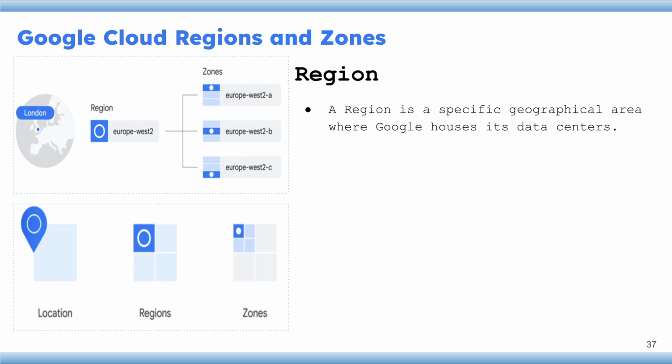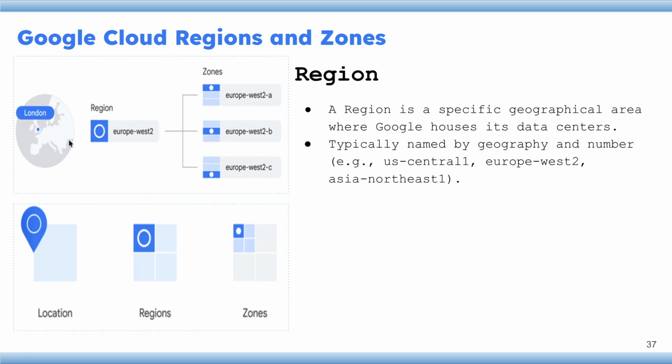A region is a specific geographic area where Google houses its data centers. Regions represent independent geographic areas and are composed of zones. For example, in this image, London is the geographic area and London's relevant region is Europe West 2. We will discuss what a zone is in the upcoming slide. Typically, the naming standard of a region is geography followed by a number. In North America, we have regions like US Central 1, US West 1, US East 1, and in Europe, we have Europe West 2, Europe West 1, and in Asia we have Asia Northeast 1 and so on.